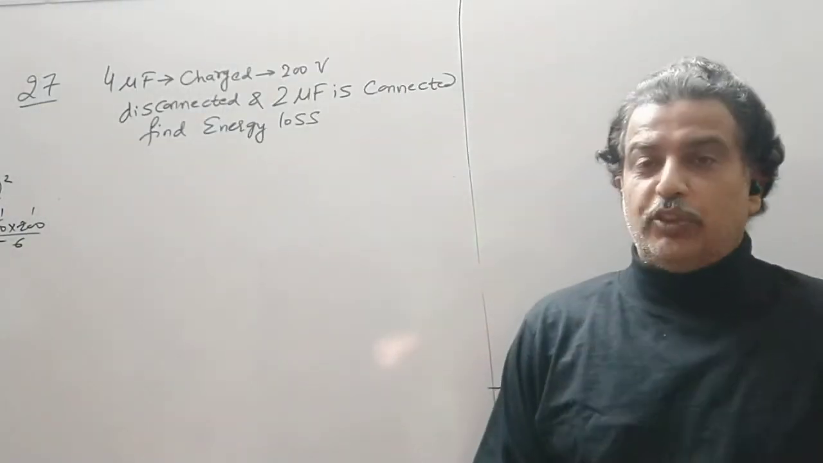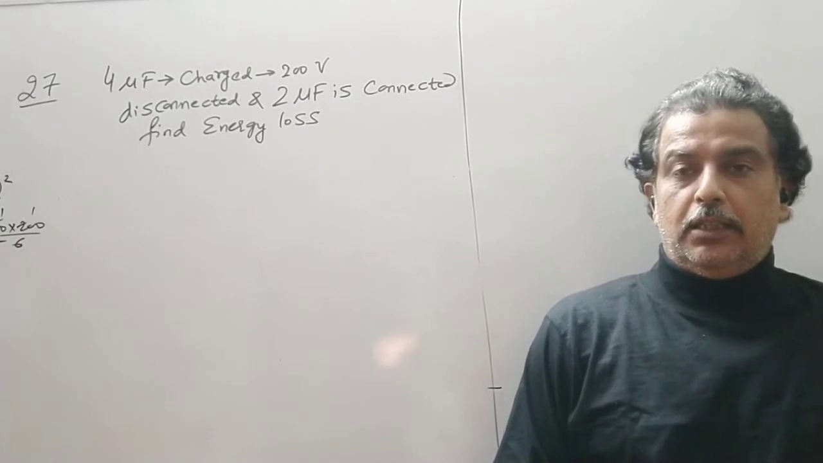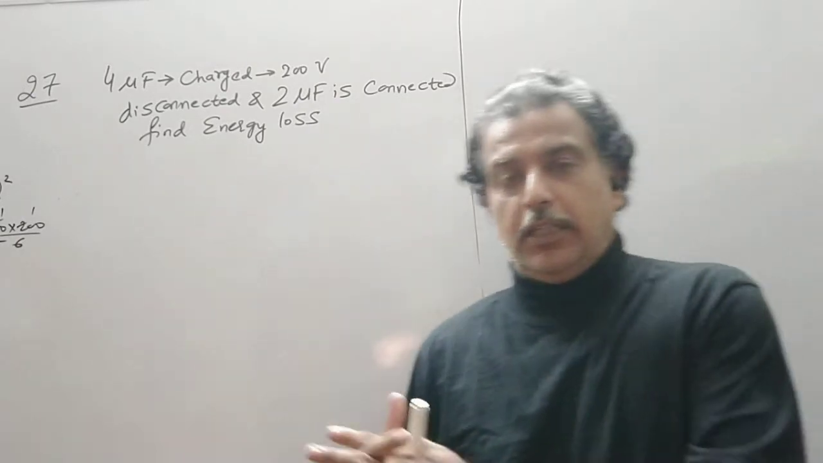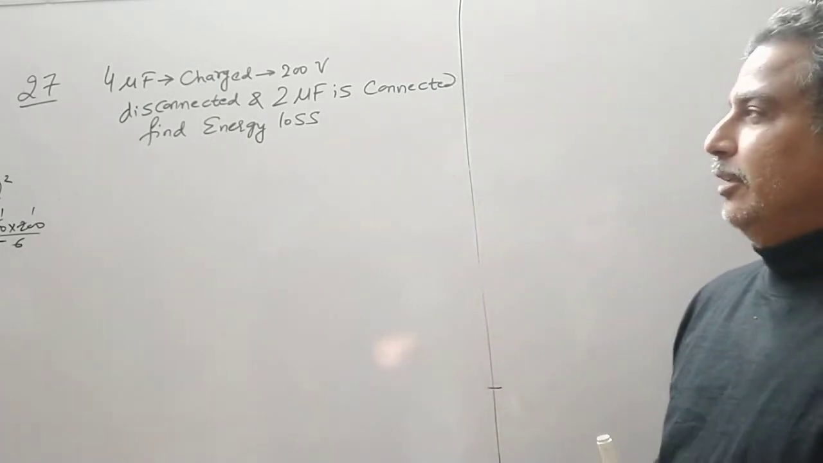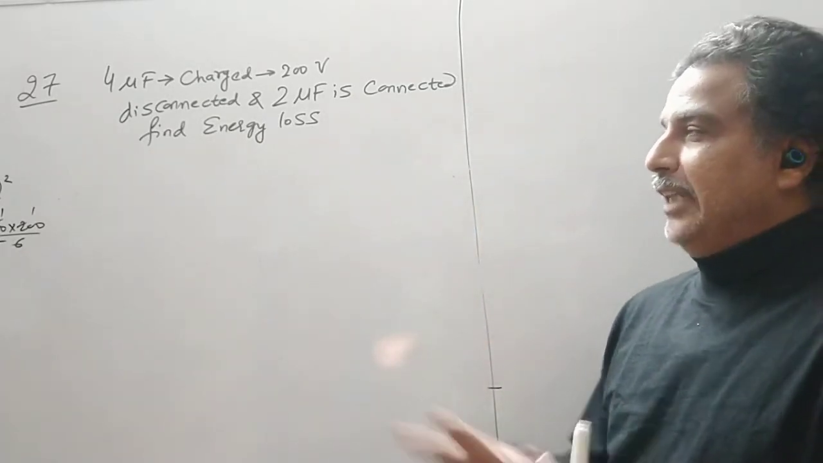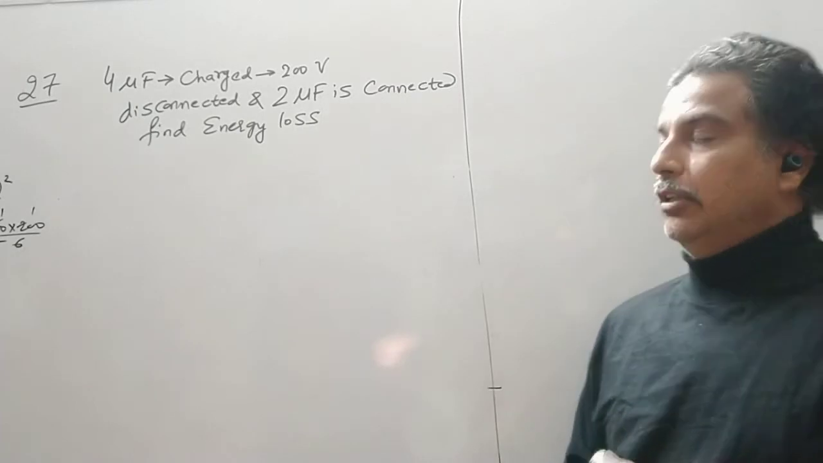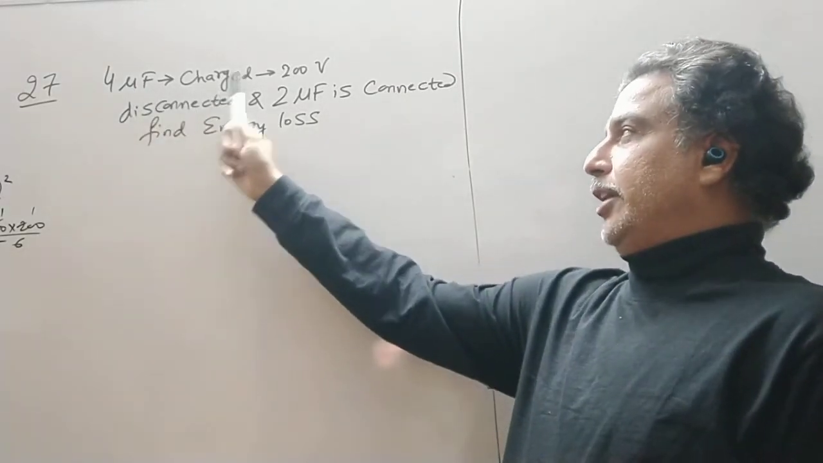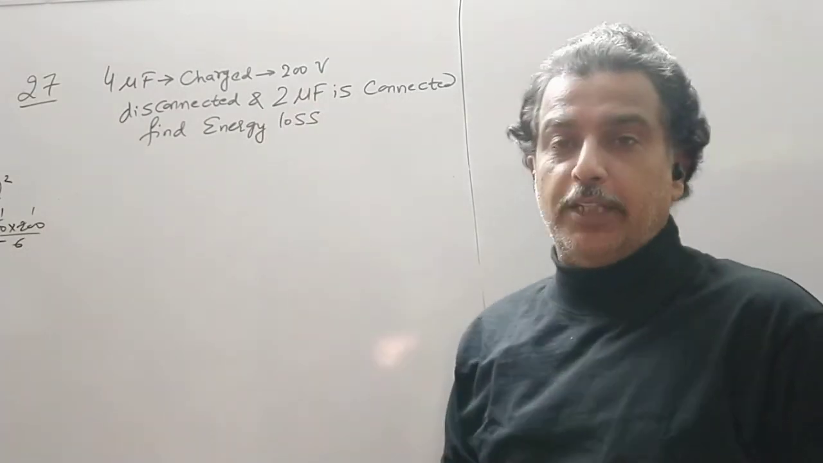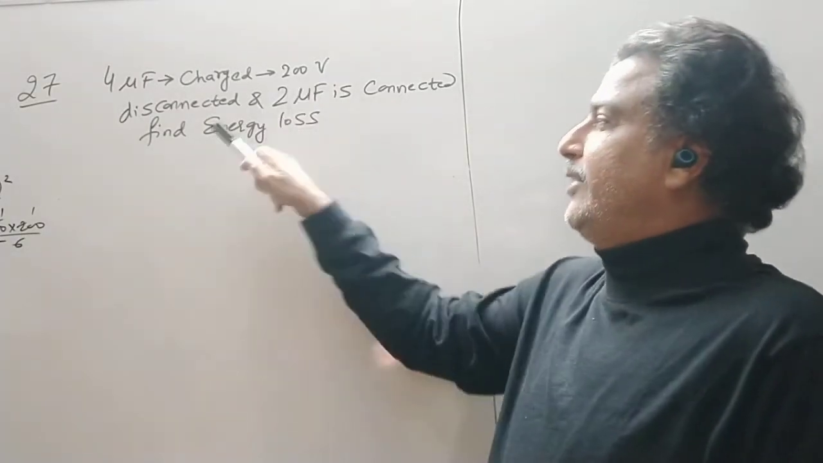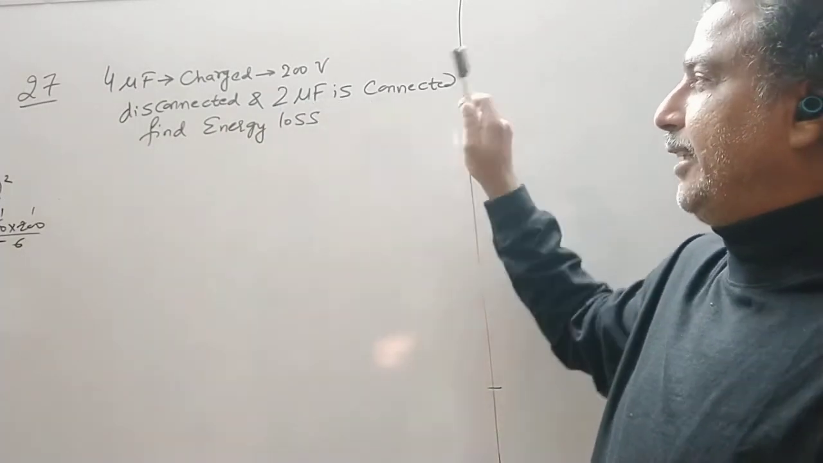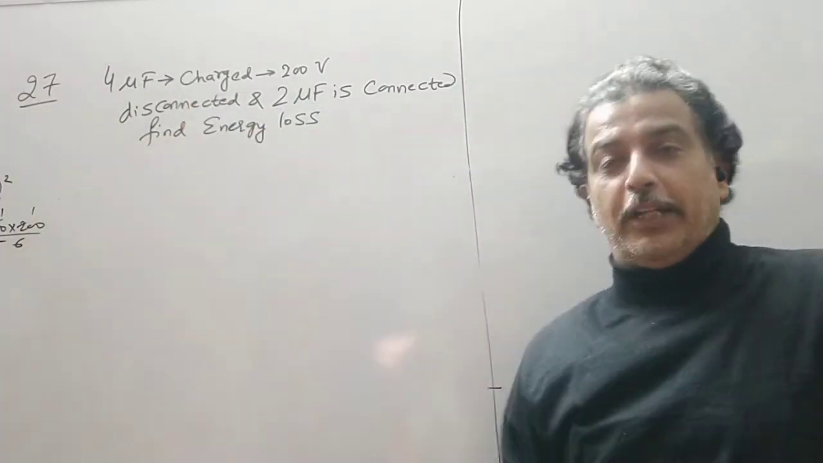Now question number 27. We have done such numericals in illustration, but there the capacitors were identical. The question is, a 4 microfarad capacitor is charged with the help of a 200 volt battery. Then the battery is disconnected and a 2 microfarad capacitor is connected to the 4 microfarad.